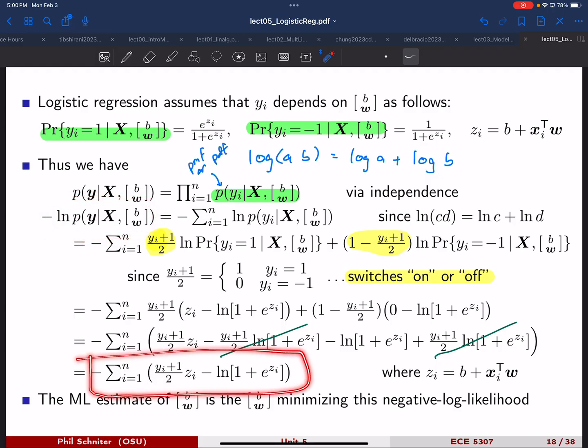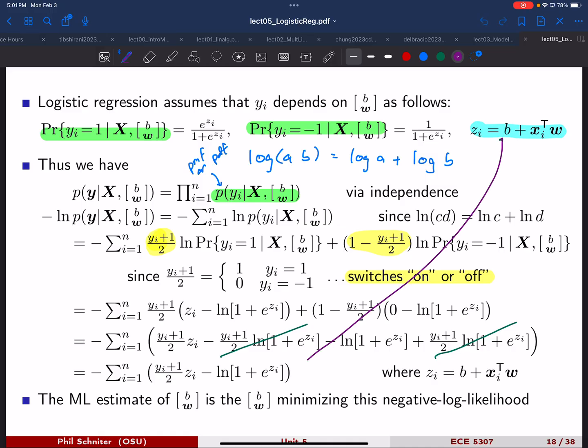It's a sum over our training data of this thing, which depends on the label being 1 or minus 1, and the value of the score, which is up here. Oh, actually, sorry. I already have it over here. So that is the form of our likelihood.